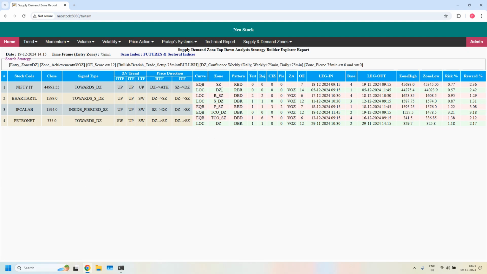In these 4 stocks, these 75 minutes demand zones are part of the daily demand zone, both together again part of the weekly demand zone. And weekly trend is up for the first 3 stocks. If they are having weekly EMA Confluence, they are even more high probability trade setup supported stocks.